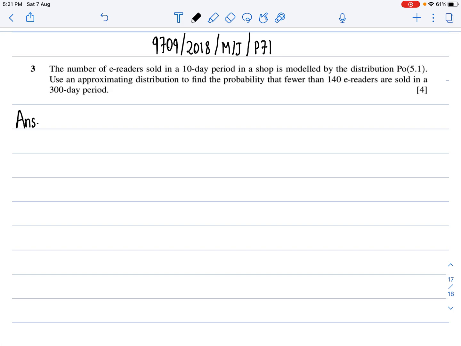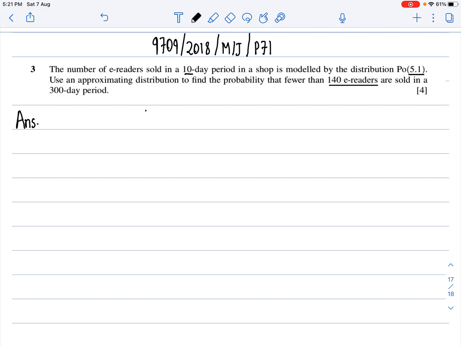So the number of e-readers sold in a 10-day period is modeled by the distribution Poisson with a lambda of 5.1. We need to use an approximating distribution to find the probability that fewer than 140 e-readers are sold in a 300-day period. So first the unit interval, I write days, I write lambda. I know for 10 days, the lambda which I have is 5.1. Here, I have a 300-day period. So I write 300 here, which is basically the lambda will be 5.1 over 10 into 300.